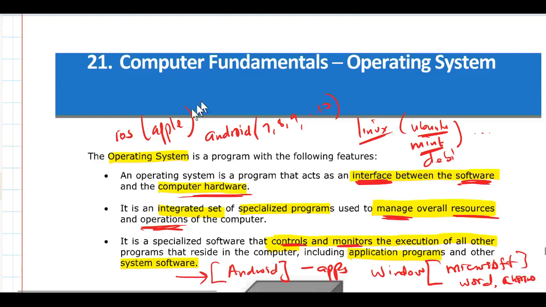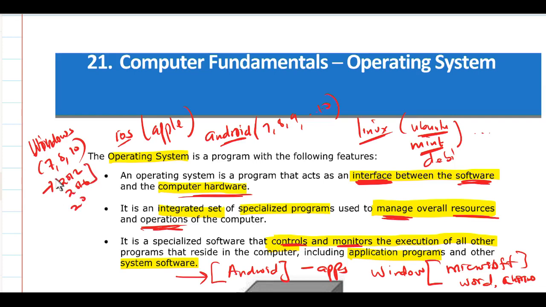We are quite conversant with the very famous operating systems like iOS that runs on Apple devices. We are conversant with Android 7, 8, or 9 that runs on Android phones. You're also conversant with Linux, like Ubuntu, Mint, and Debian. You should also be conversant with Windows operating systems like Windows 7, Windows 8, and Windows 10. There might also be others that run on servers, like Windows Server 2012 and Windows Server 2016. The last one that I used was 2012 and 2016.